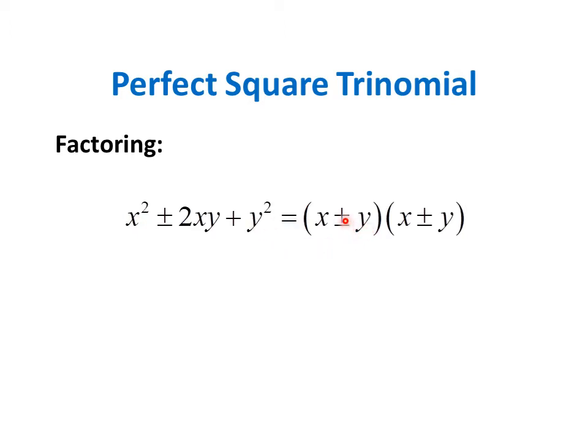Now the operation in the binomial factors is given by the sign of the second term in the trinomial. Whatever the sign of the second term is, that is the sign or the operation in the binomial factor. Now this expression, since the two binomials are identical, can be simplified by writing the binomial raised to 2.